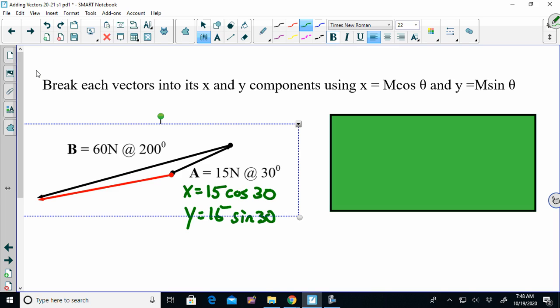So if you had your calculator, you're going to do 15 times the cosine of 30, 12.99. And then I'm going to do 15 times the sine of 30, or 7.5. I'm going to do the same for vector B.